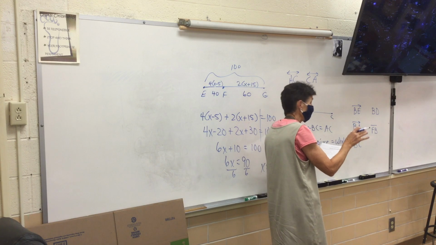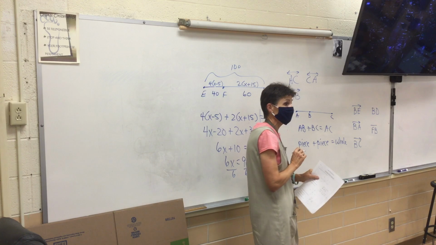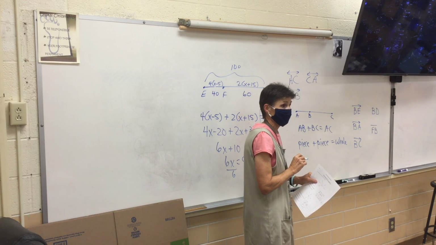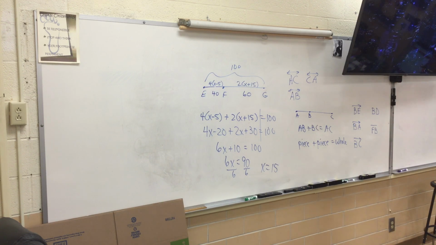You can use any two letters. So what about AB? As long as I put a line over it, that'll work. Two points make a line, so any two points will work.